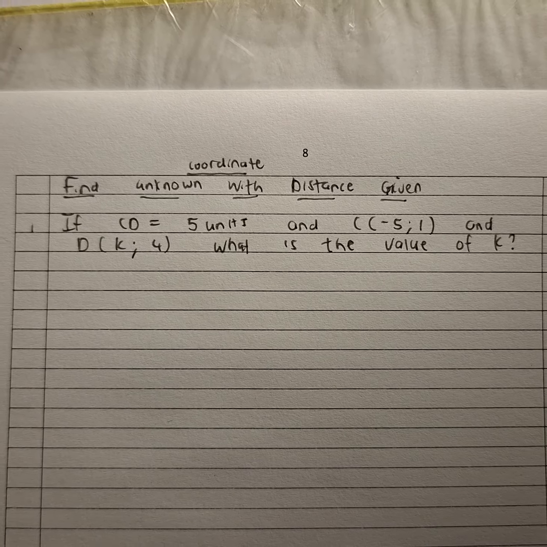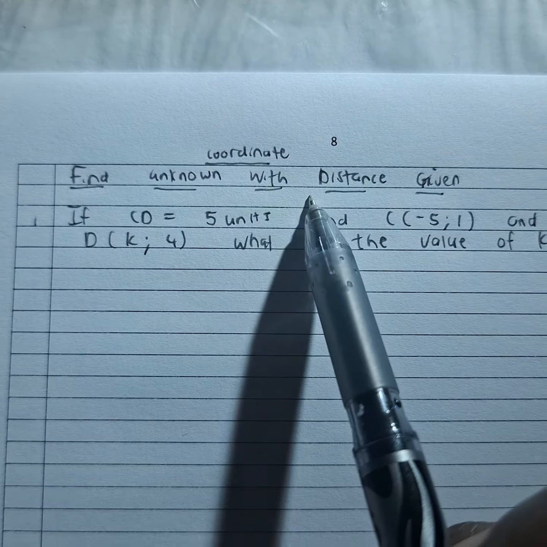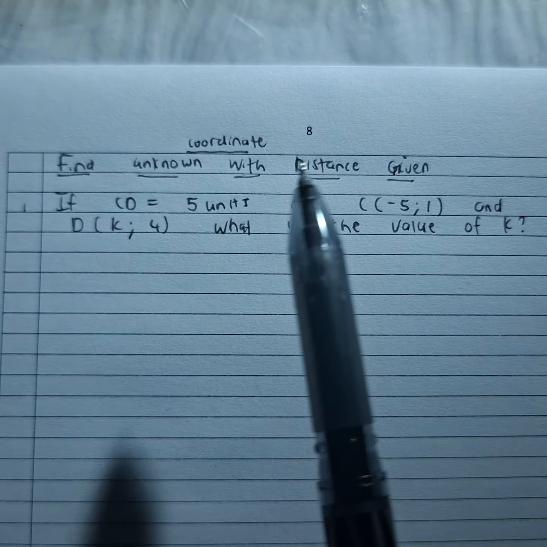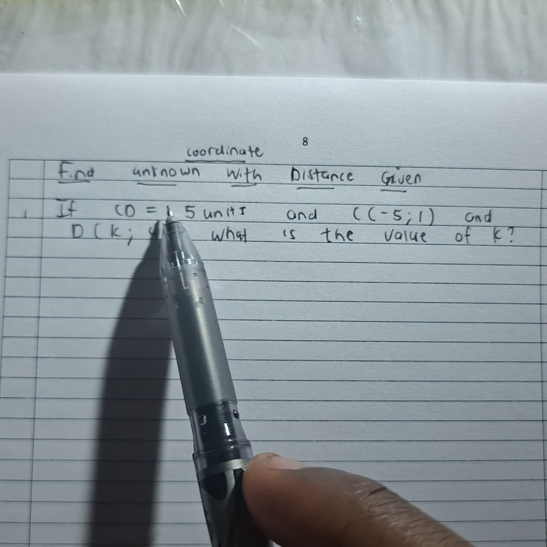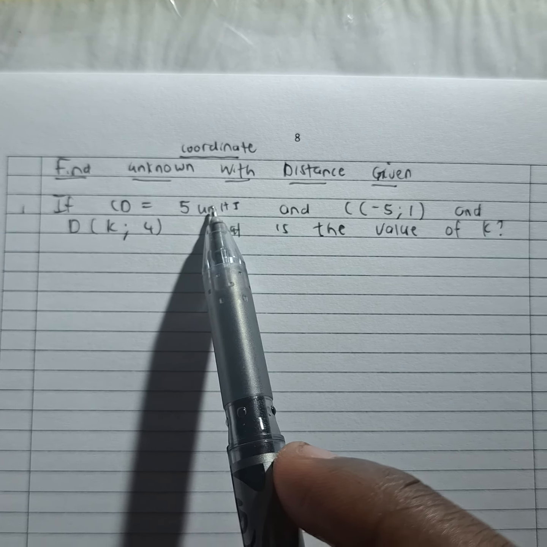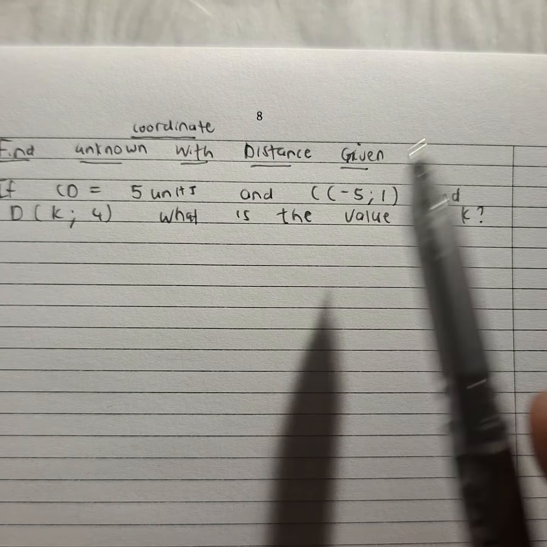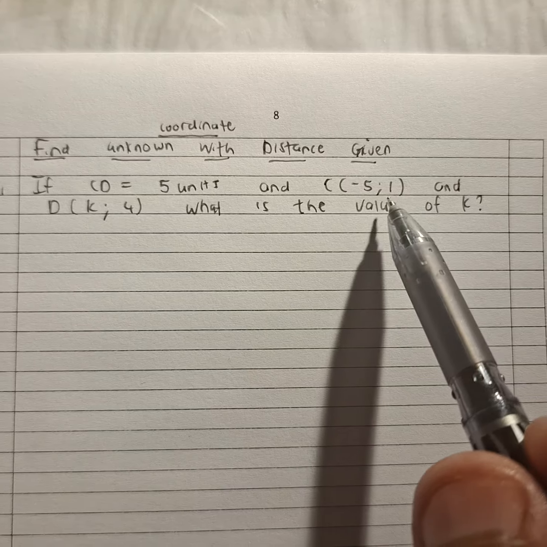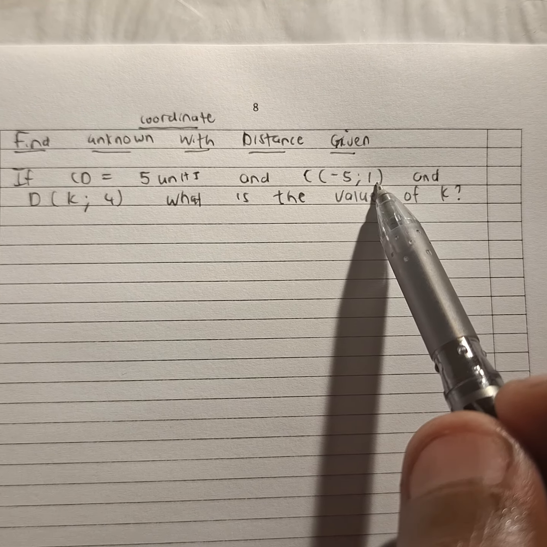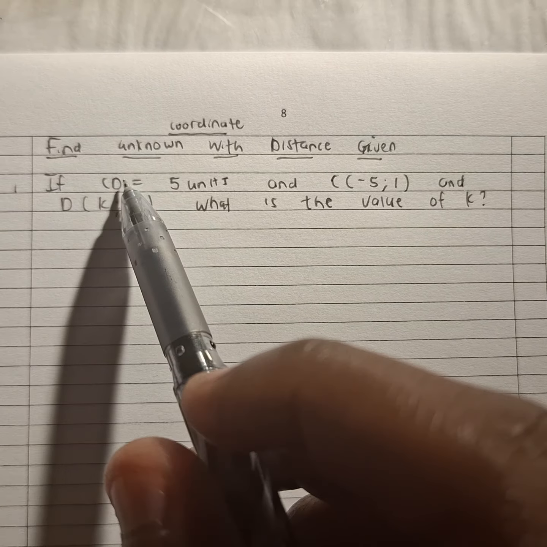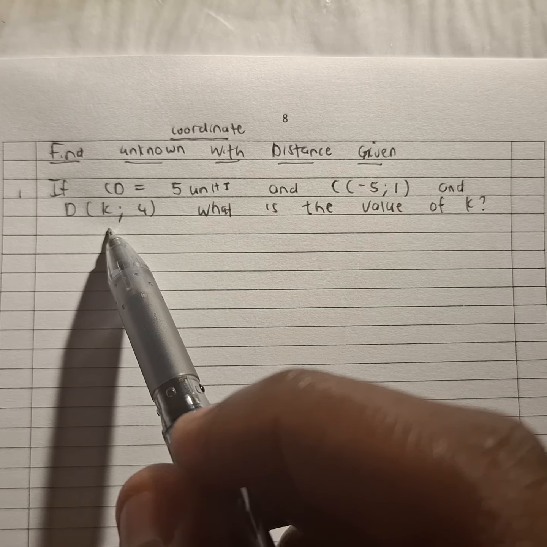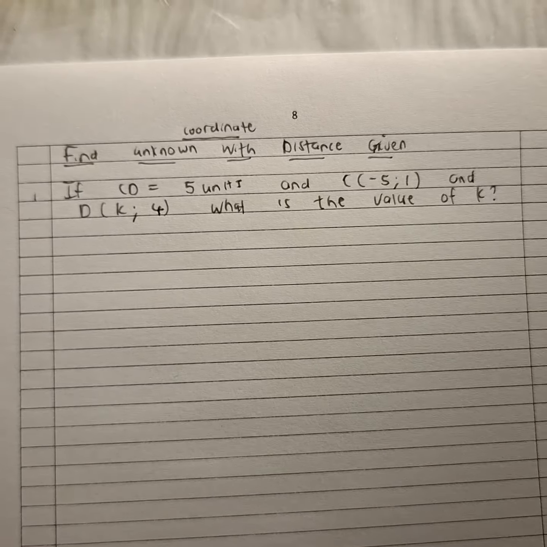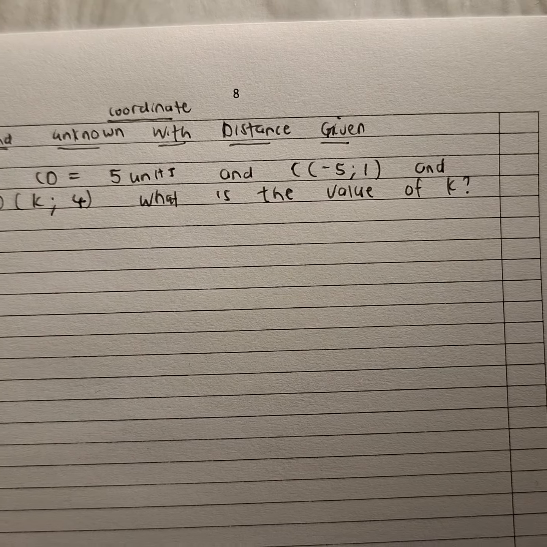So there are situations where we are required to find an unknown coordinate, where, for instance, the distance is given to you. So here's the question. We are told if CD, the line segment, is equal to 5 units, and C, the endpoint of CD, is (-5, 1), and D, the other endpoint of CD, is (k, 4). The question then is, what is the value of what?